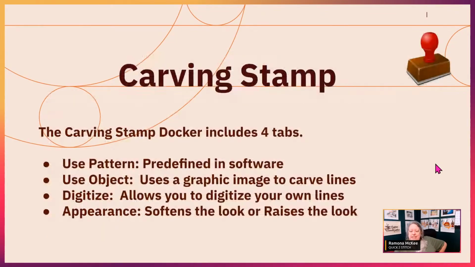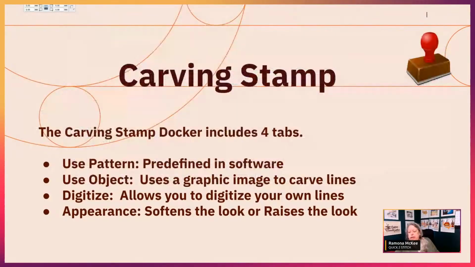Now, the carving stamp, it includes 4 tabs. There's the use pattern, a predefined pattern. Use object, that one gets kind of tricky. Digitize, which is actually the user-defined stamp. And then there's a 4th tab called appearance. We're going to work with each of those.